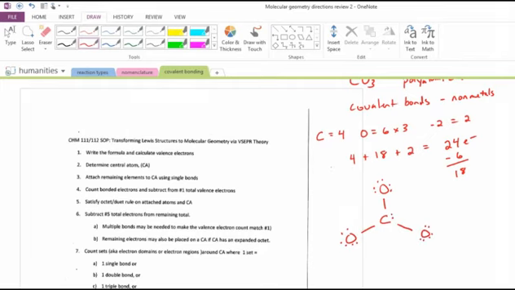All right, so that would satisfy our octet rule. But that uses 2, 4, 6, 8, 10, 12, 14, 16, 18, 20. We don't have that many electrons. We only have 18 electrons. But we can't leave carbon with just 6. It needs 8.